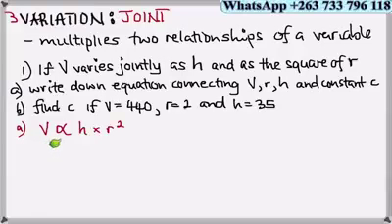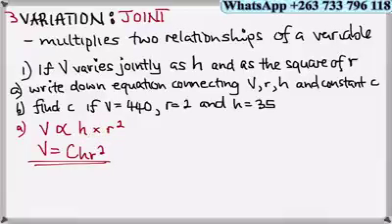Then v varies jointly as h and the square of r, which is r squared. Therefore we put our constant, which is c. C is a constant here, so hr squared comes from multiplying h times r squared. So this will be our answer for part A.